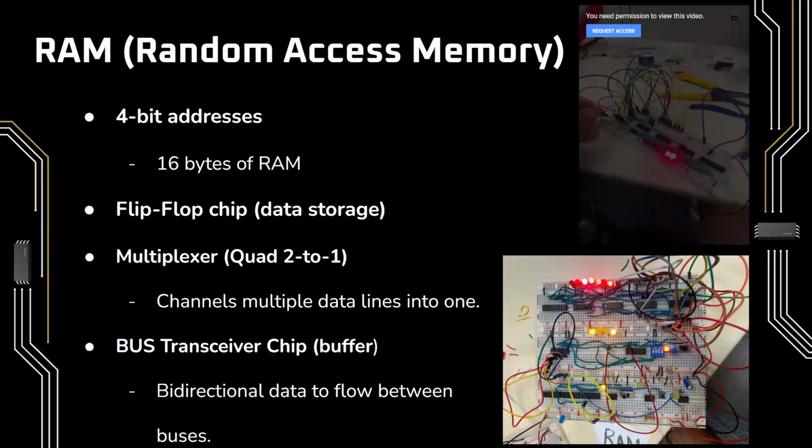Then we also have a RAM, which is the random access memory that uses 4-bit addresses, meaning 16 bytes of RAM. This uses flip-flops for the data storage and also uses a multiplexer, which means that when it has multiple inputs into the chip, the multiplexer will allow it to come out as a single line of output. It also has a buffer, which is a bus transceiver chip that basically allows different directions of data to flow to both buses.